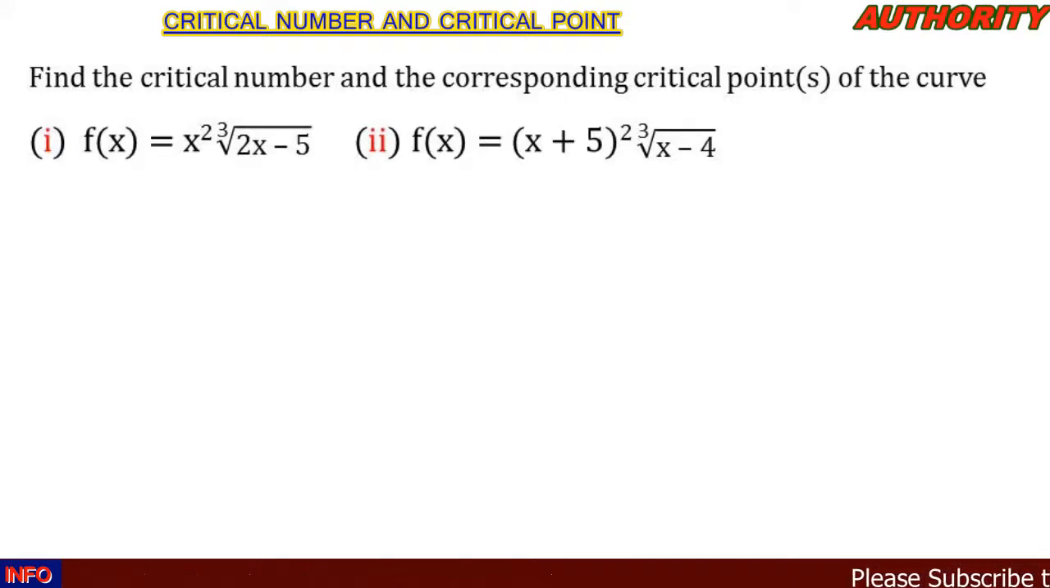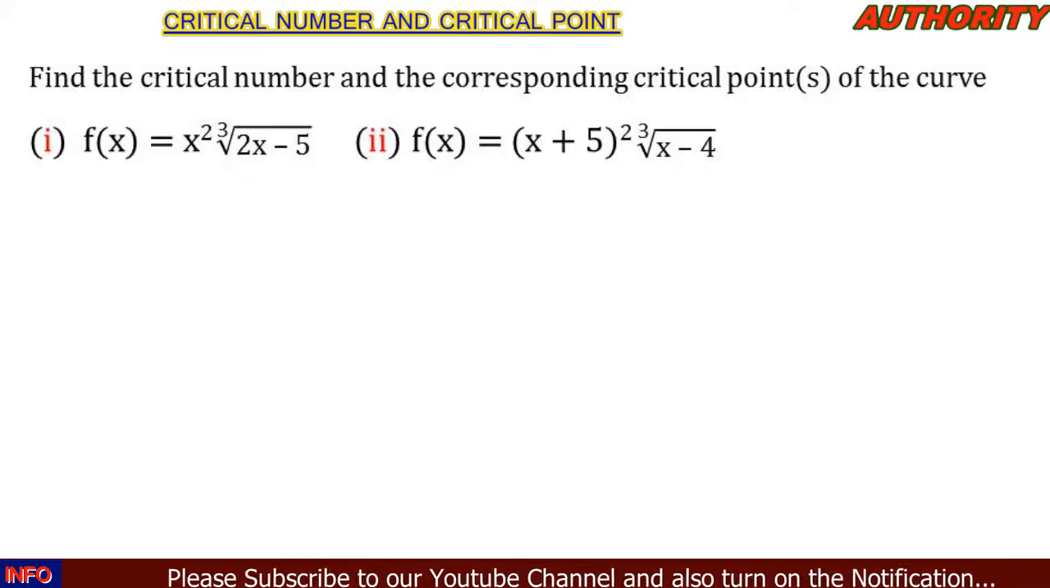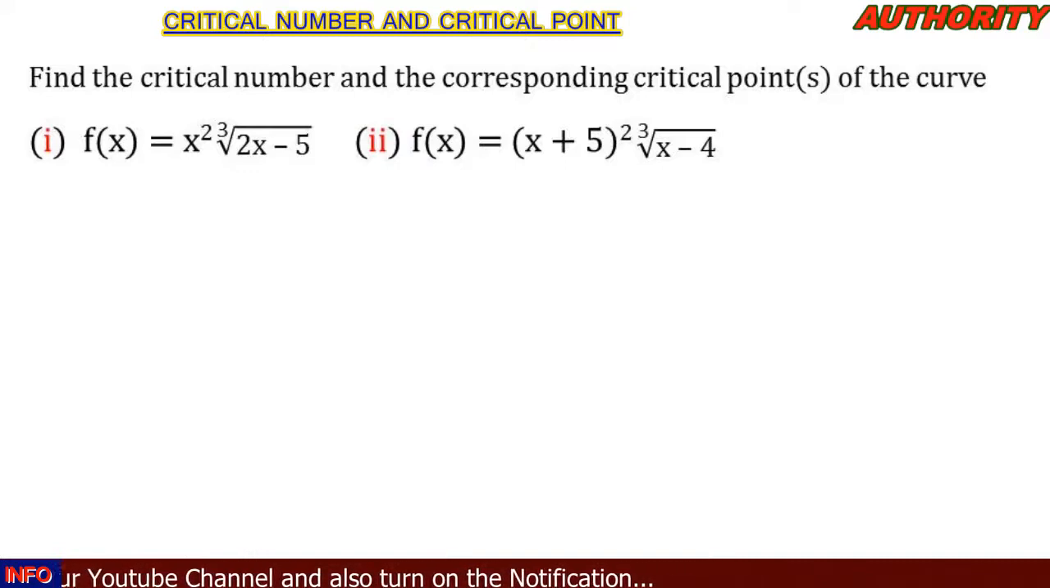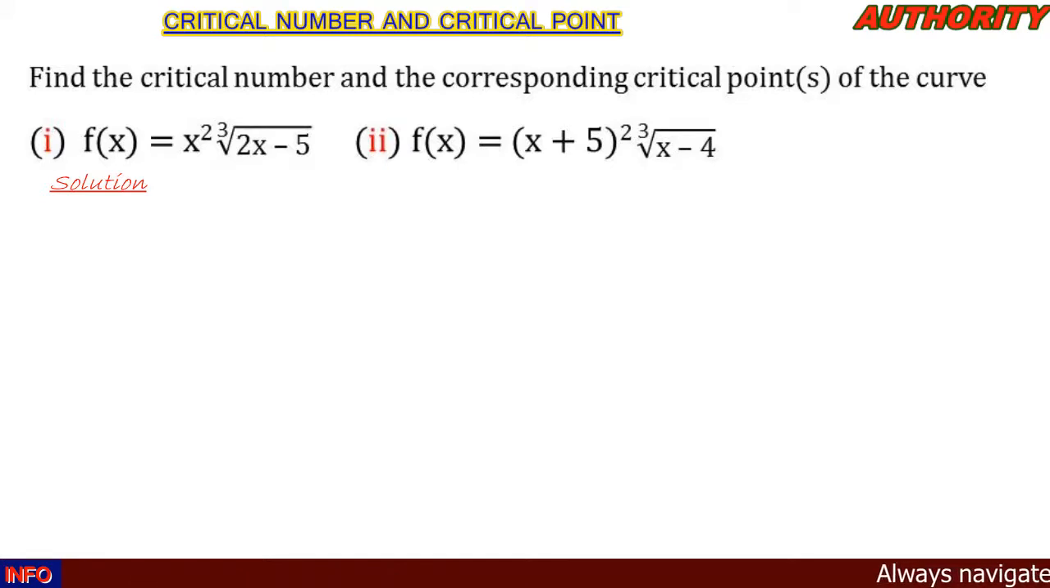1. x squared cubic root of 2x minus 5. Then number 2, (x plus 5) raised to power 2 cubic root of x minus 4. Alright, let's take a look at this. We are asked to find the critical number and the corresponding critical point for this curve. Now let's go. The first step, we have to differentiate the function given to us.